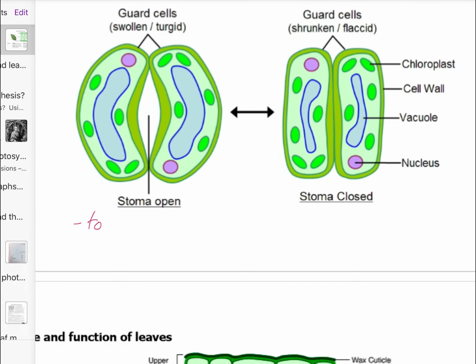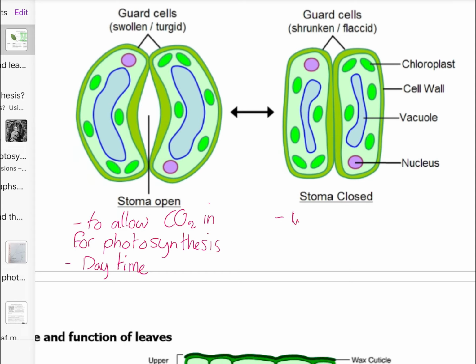The guard cells then, so this is going to be either side of the stomata. Now they can be open or closed. When they're open, it's primarily to allow carbon dioxide in for photosynthesis. Oxygen and water vapor do also leave through the stomata, but it's not the primary function for them being open. This is mostly going to be happening when there are sufficient light levels for photosynthesis to occur. So daytime is generally when we would see the stomata being open and the guard cells in this open position.